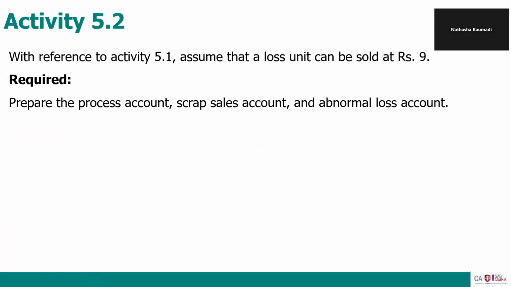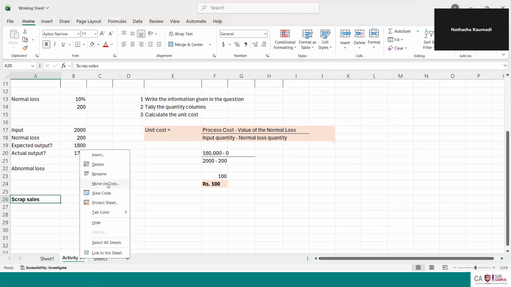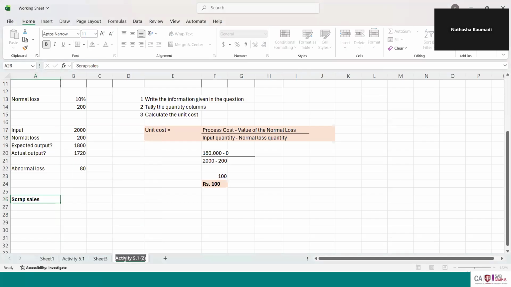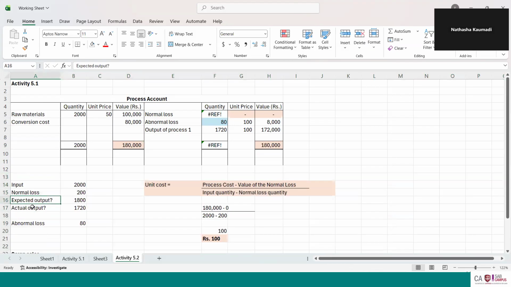Now the question is, if we have a scrap sales value like this, prepare the process account, and then a new account is coming, the scrap sales account, and then the abnormal loss account. Right, now we will prepare these accounts. So this is activity 5.1. For my reference, I will take activity 5.2 because it's the same. I will take it like this.